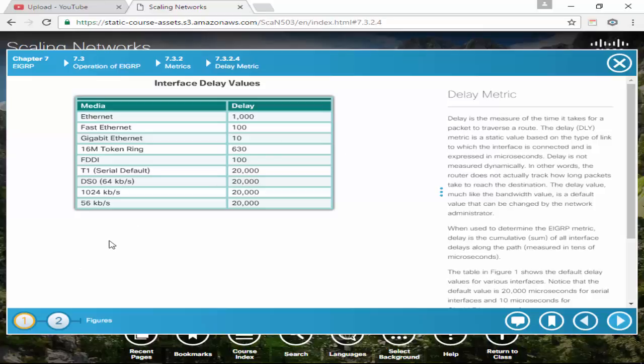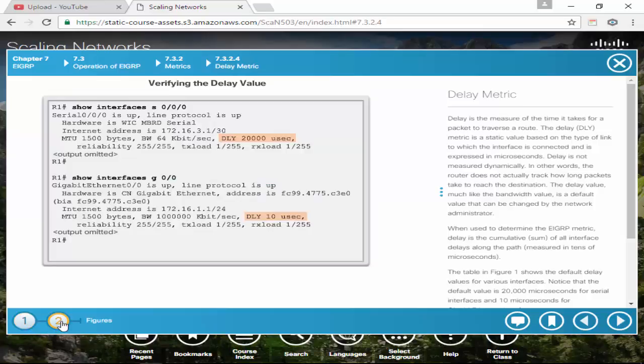So there's our delay. It's a default, right? So Ethernet, we have 1000. Faster Ethernet, 100. Gigabit 10. The slower, the bigger the number. I think that makes sense because it's delay.